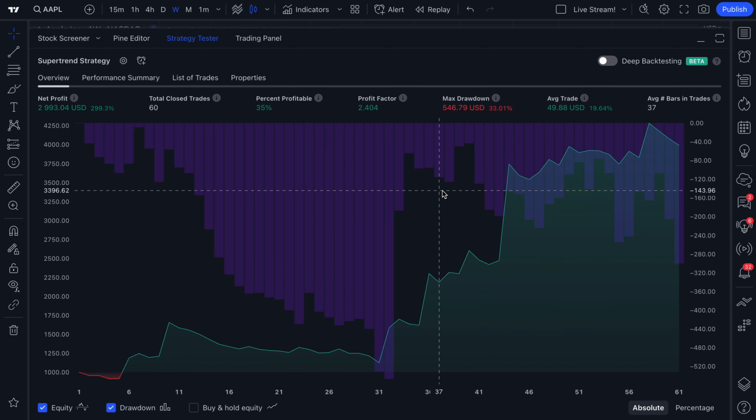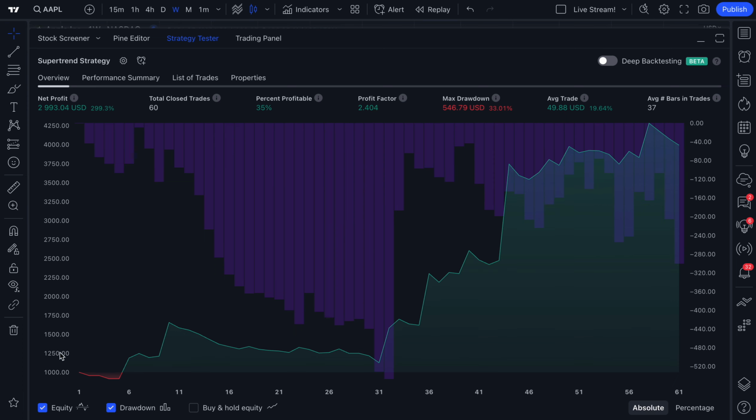Drawdown. Drawdown is a really important visual to understand. There is no such thing as a strategy that wins 100% of the time. There will be losses, and that is sometimes referred to as a drawdown. How much money would the strategy have lost at certain points in time? Some trades will not be winners, they will be losers. And these purple bars here are the drawdown. So they show what trades lost money and what the drawdown was like.